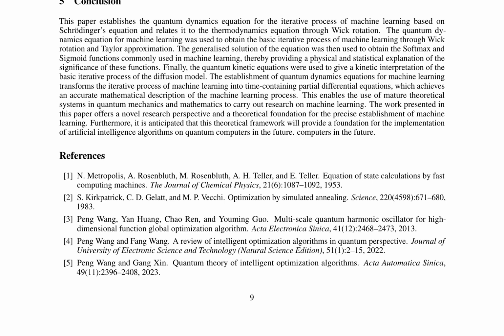This paper establishes the quantum dynamics equation for the iterative process of machine learning based on Schrödinger's equation and relates it to the thermodynamics equation through Wick rotation. The quantum dynamics equation is used to obtain the basic iterative process of machine learning through Wick rotation and Taylor approximation. The generalized solution of the equation is then used to obtain the softmax and sigmoid functions commonly used in machine learning, providing a physical and statistical explanation of their significance.